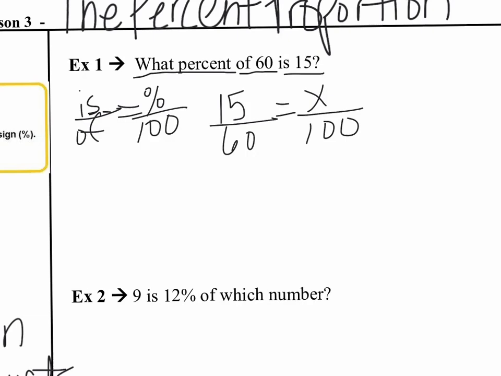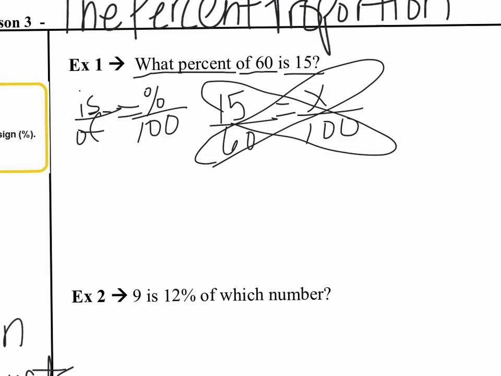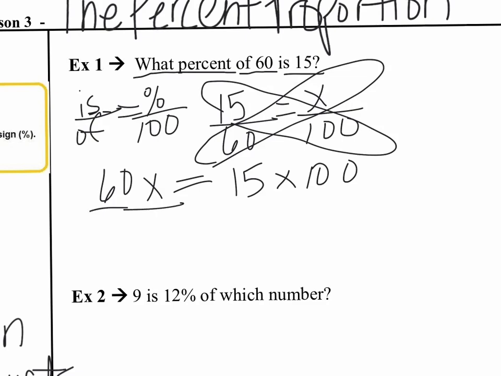This is where we circle to get our cross products. That leaves us with 60x equal to 15 times 100. Those are our cross products. Now we have to divide by 60. That is correct on both sides, so that the variable x can be by itself. 60 over 60 cancels. We now will be able to find the answer, which is x.